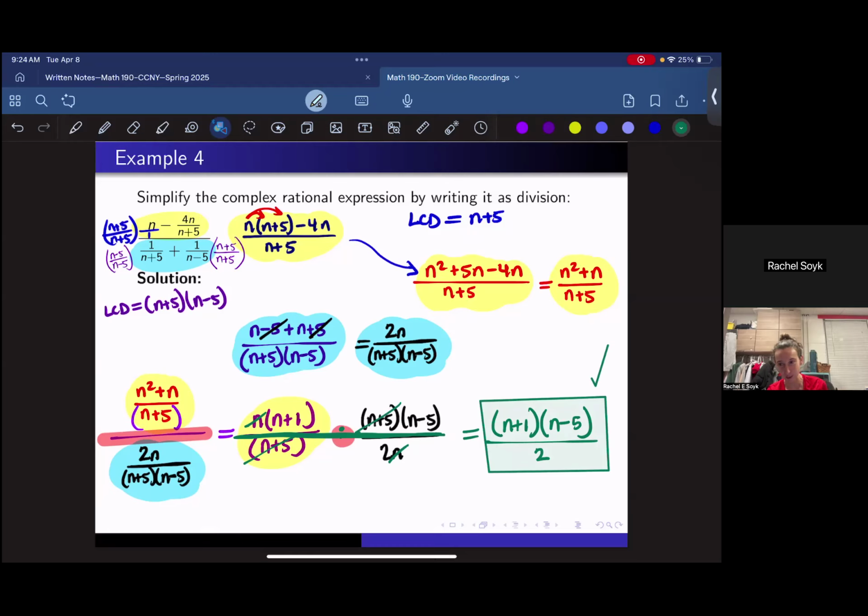We're doing excellent work so far. Again, if you feel the need to pause, do the problem again on your own, rewind, feel free to go ahead and do that.